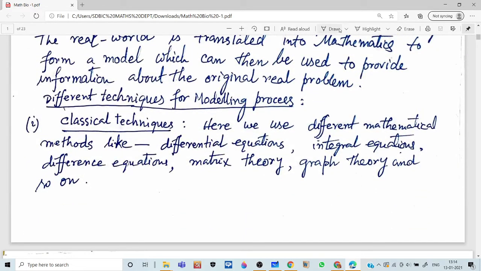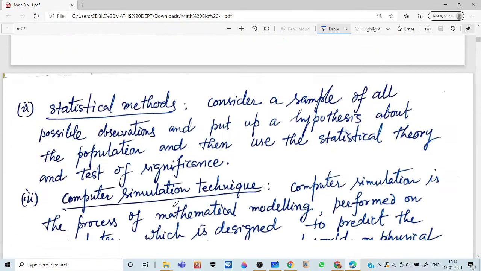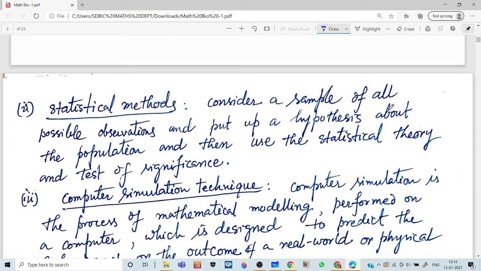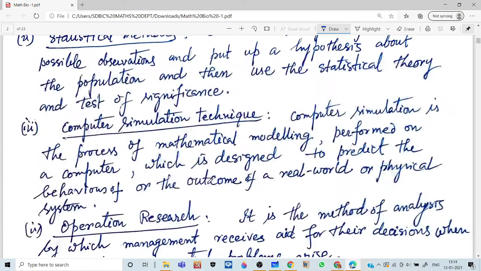Different techniques for the modeling process. First, classical techniques. Here we use different mathematical methods like differential equation, integral equation, difference equation, matrix theory, graph theory, and so on. Statistical methods consider a sample of all possible observations and put up a hypothesis about the population, and then we use the statistical theory and test of significance.